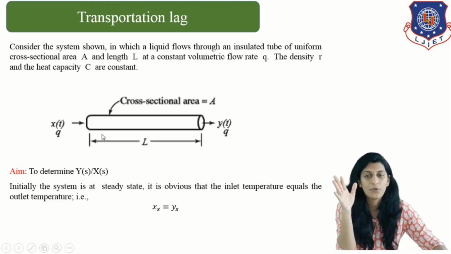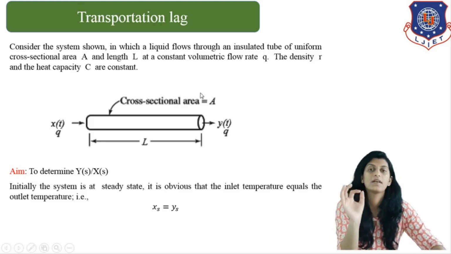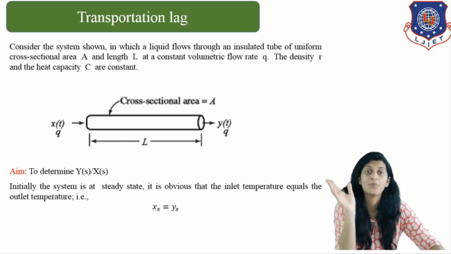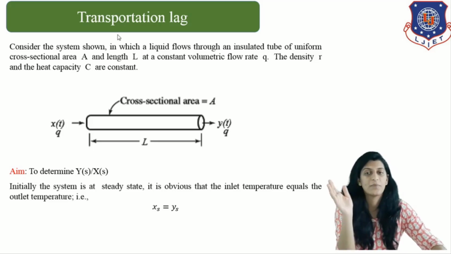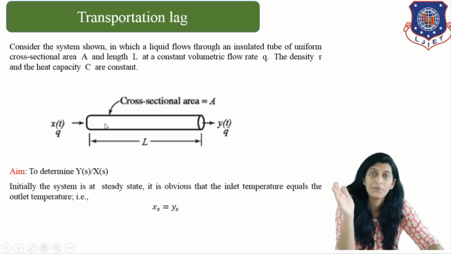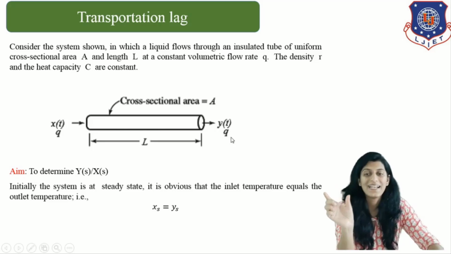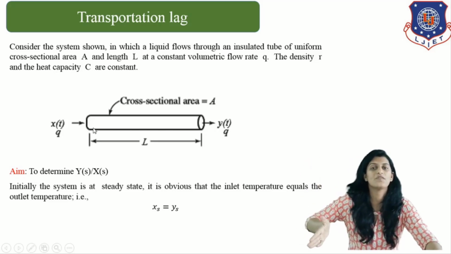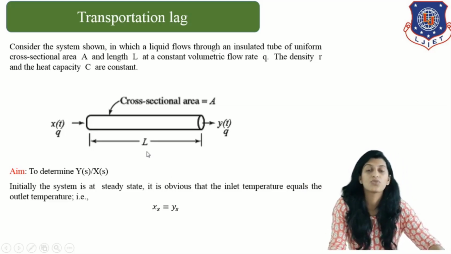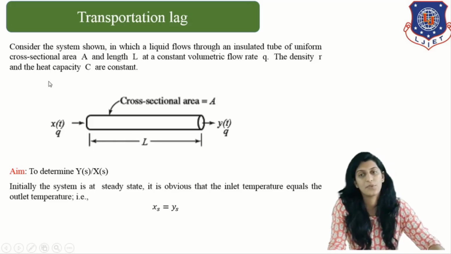Whenever we are giving input, we will be getting output from the other end of our system. But the delay in time which is being taken by the system to give us the output is termed as transportation lag. Once you give input, after how much time you are able to get the output, that time is termed as transportation lag. It is the time required by the system to transport from one part of the system to another part of the system. For this, let's just do the derivation to get the transfer function of transportation lag.